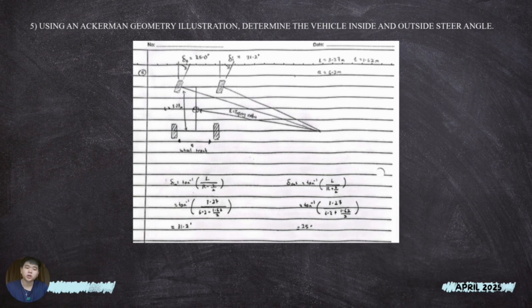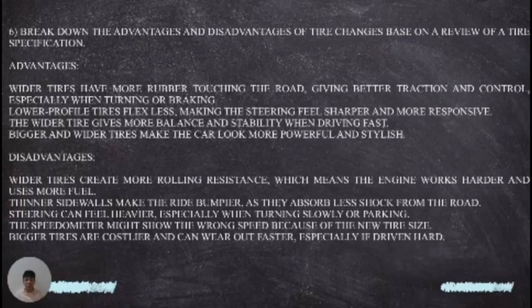Task 5 will be using an Ackermann geometry illustration to determine the vehicle inside and outside steer angle. Firstly, we have to sketch the illustration of our geometry, as also sketched by me. You can see that we have to find out the inside steer angle and also the outside steer angle. So how do we find this? Actually, using the formula of Ackermann steering geometry, you can find out the degree of the steer angle.